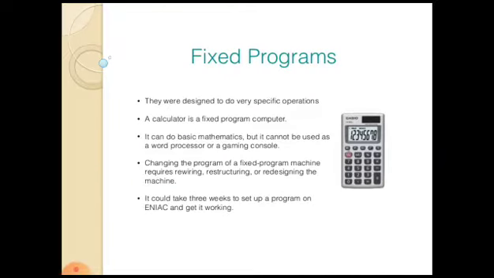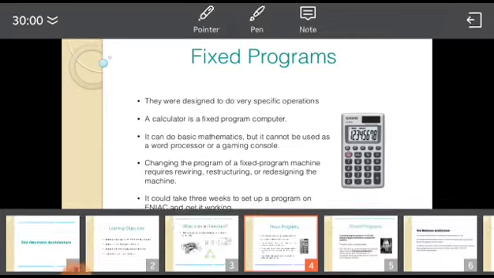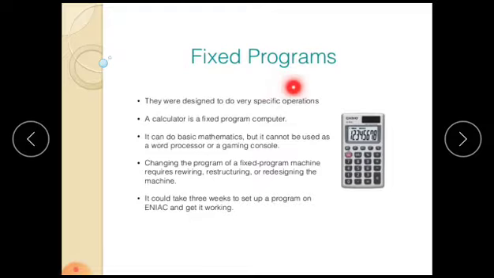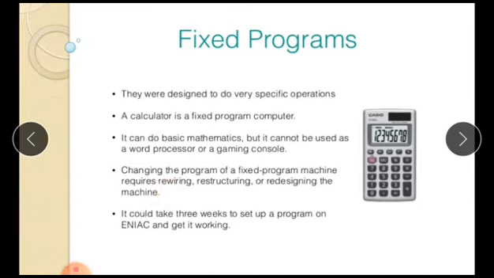and there are two types of programs: fixed programs and stored programs. So what are fixed programs? They were designed to do very specific tasks, to do very specific operations. For example, a calculator is a fixed program computer which is used for very specific operations, for calculations, and it can do basic mathematics, but it cannot be used as a word processor or a gaming console.